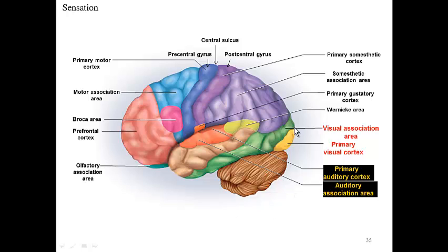Another example, this darker orange area right here is our primary auditory cortex, which first receives our hearing information at the cortex. And that's when we become aware that we're hearing something, but we don't know what it is that we're hearing until the information is sent over here to the auditory association area.